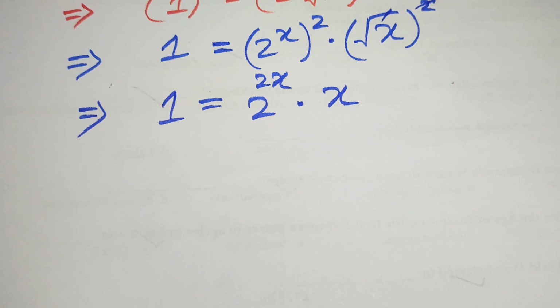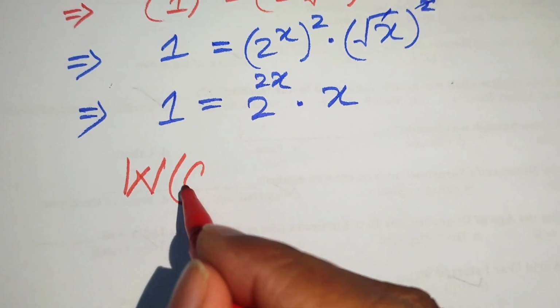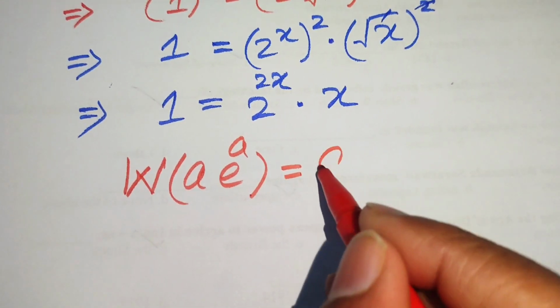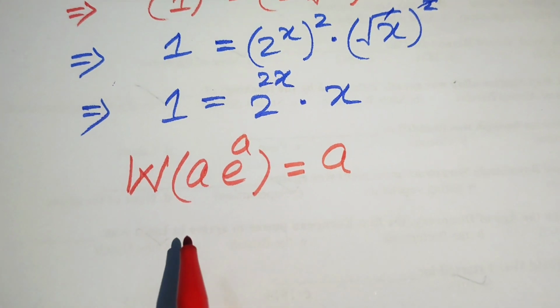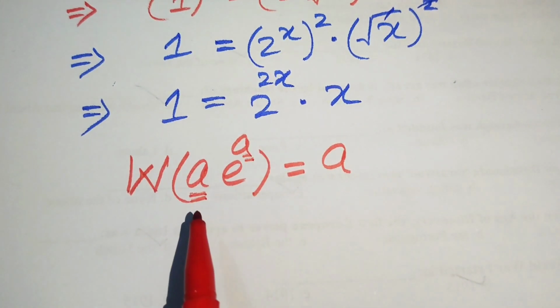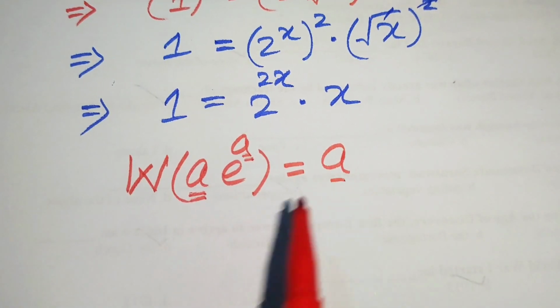First I will explain a little bit about the Lambert W function. It is stated in this form: W of a into e to the power of a equals a. So the Lambert W function states that if you have these two values the same, then the output of this function becomes a.